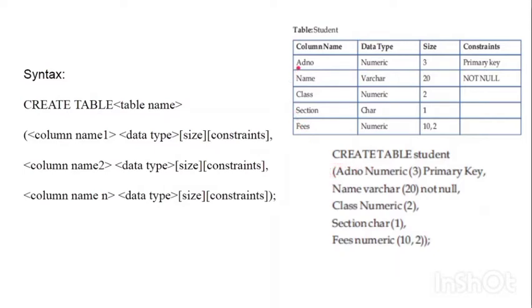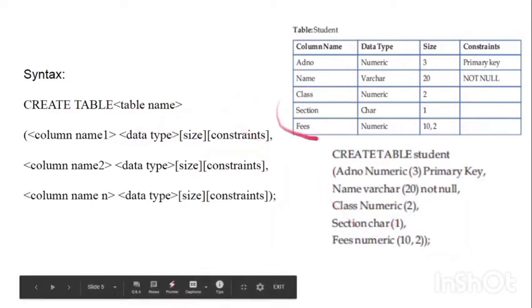Then the first column, its data type, in bracket size. Then the constraint. ADNO numeric bracket 3. Then the constraint primary key. Then after that put comma. Then the next column name, its data type, its size and its constraint. Then the next one, class numeric size 2, no constraint is there, so after that comma.